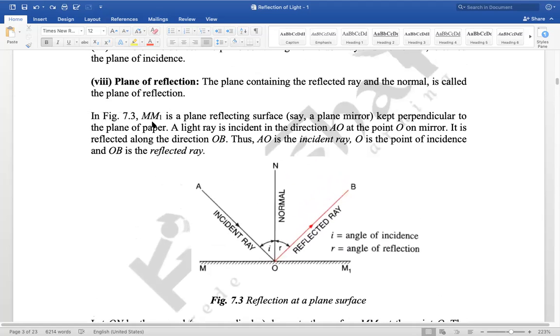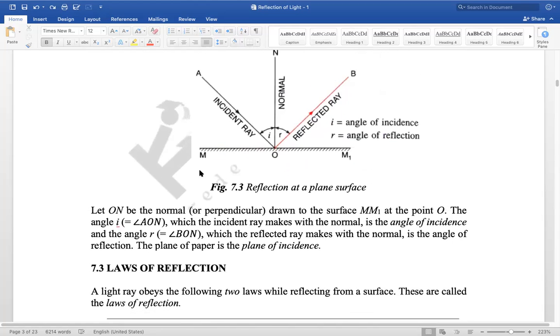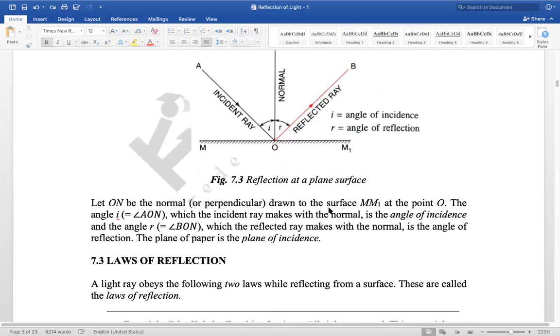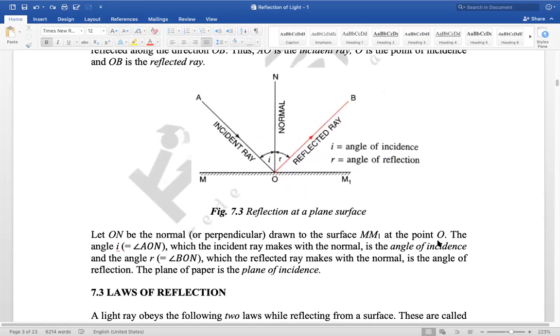So in figure 7.3, MM1 is a plane reflecting surface, say a plane mirror, kept perpendicular to the plane of paper. A light ray is incident in the direction AO, okay, at the point O on the mirror. It is reflected along the direction OB. Thus, AO is the incident ray, O is the point of incidence, and OB is the reflected ray. Let ON be the normal drawn to the surface MM1 at the point O.